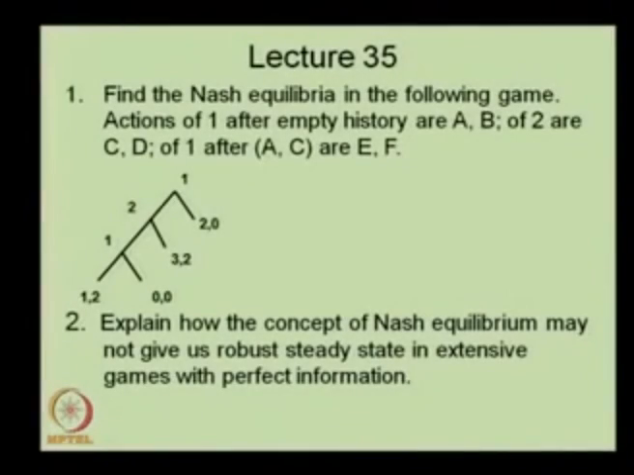Find the Nash equilibria in the following game. Actions of player 1 after the empty history are A and B. So, this is A, this is B. Actions of player 2 are C and D. Actions of player 1 after the history A C has occurred are E and F. So, this is E, this is F. We have to find the Nash equilibria of this game.